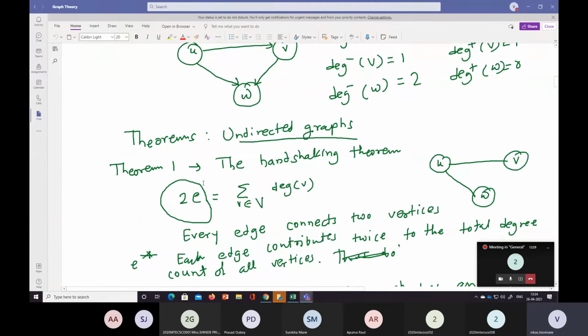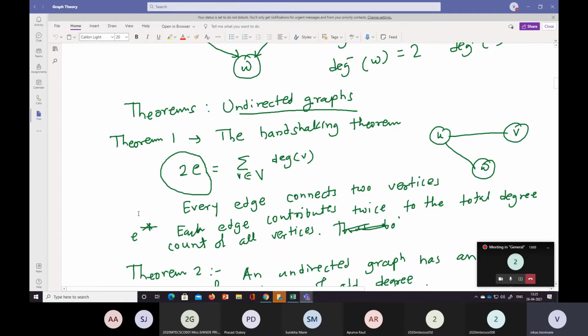Okay, so some theorems are there for the undirected graph. Theorem 1 is called the handshaking theorem. Okay, and what is that theorem? 2e is equal to the summation of all vertices' degree. So it is 2 into the number of edges is equal to the summation of the degrees of all vertices. That is called the handshaking theorem, and every edge connects two vertices, so that's why we use 2e.